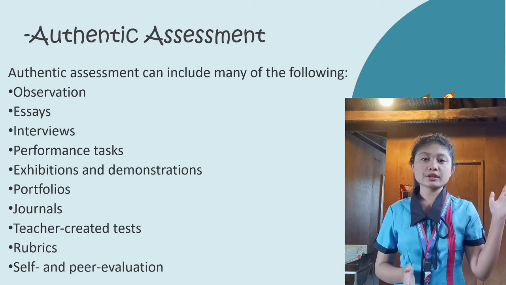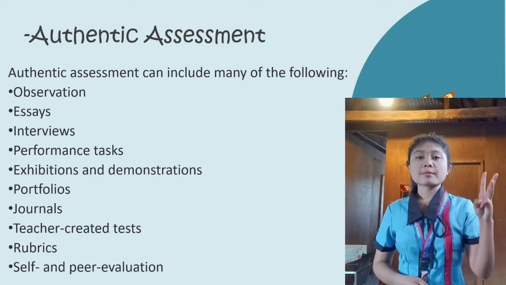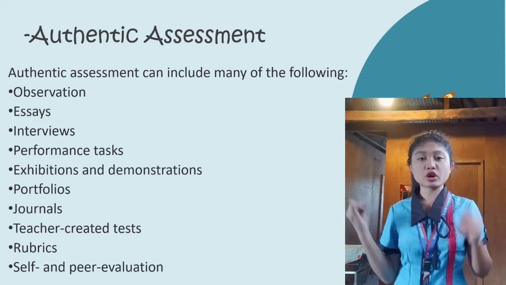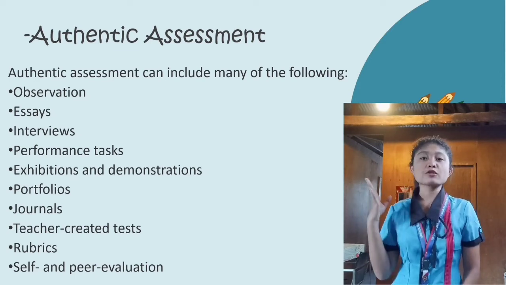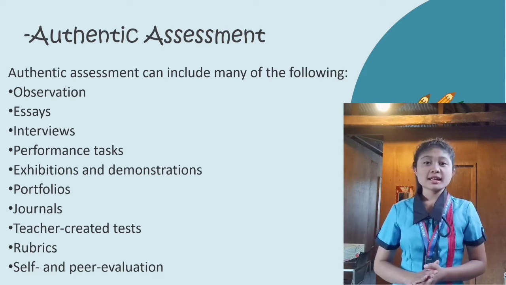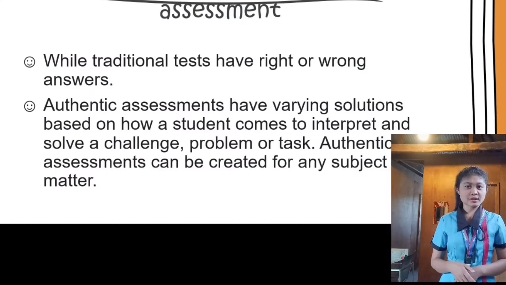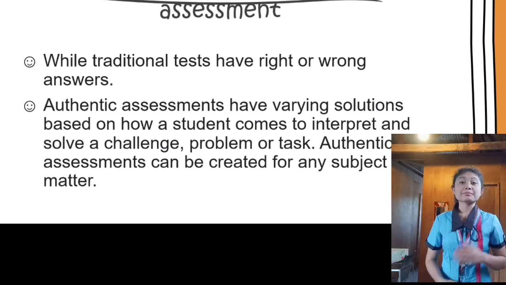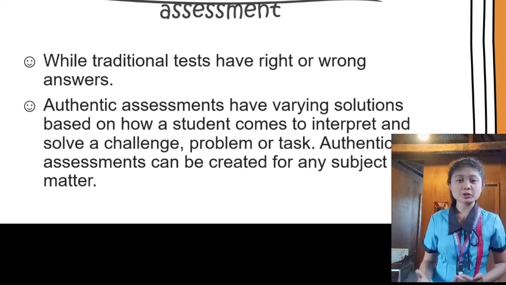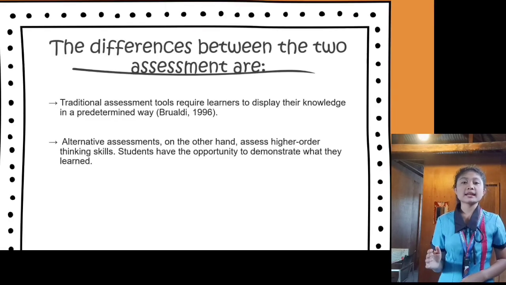We can conclude many of the following: observation, essays, interviews, performance tests, exhibition and demonstration, portfolios, journals, teacher-created tests, rubrics, and self-peer evaluation are examples of authentic assessment. Traditional tests have right or wrong answers, while authentic assessment has varying solutions based on how the students interpret and solve the challenge, problem, or task. Authentic assessment can be created for many subject matters.